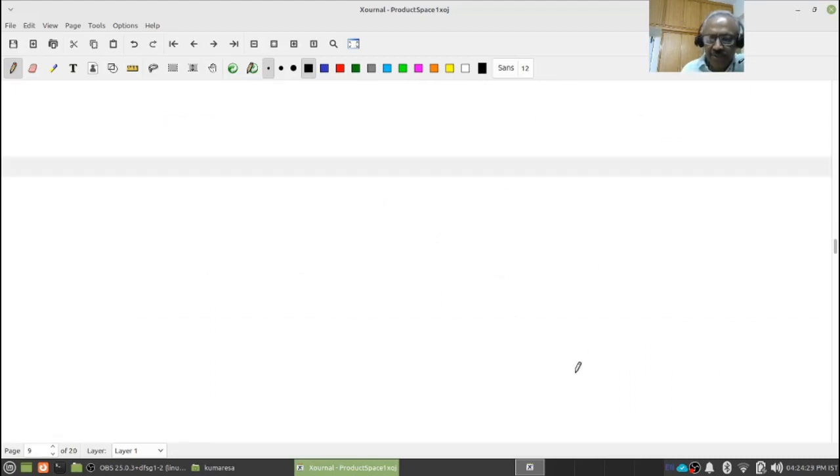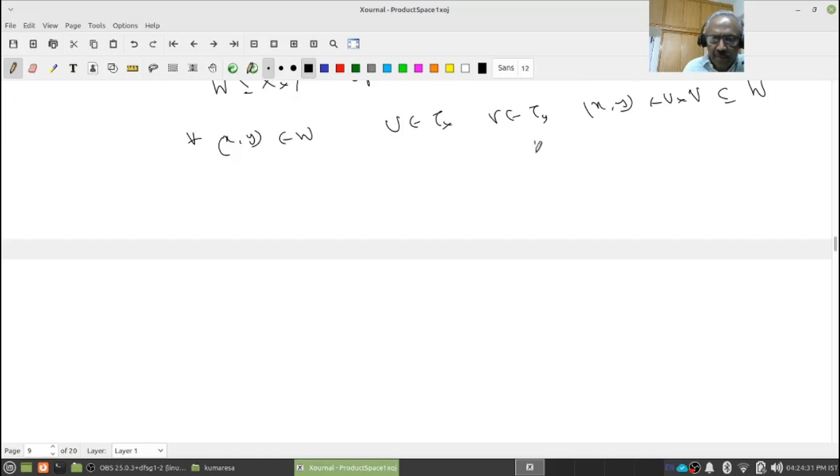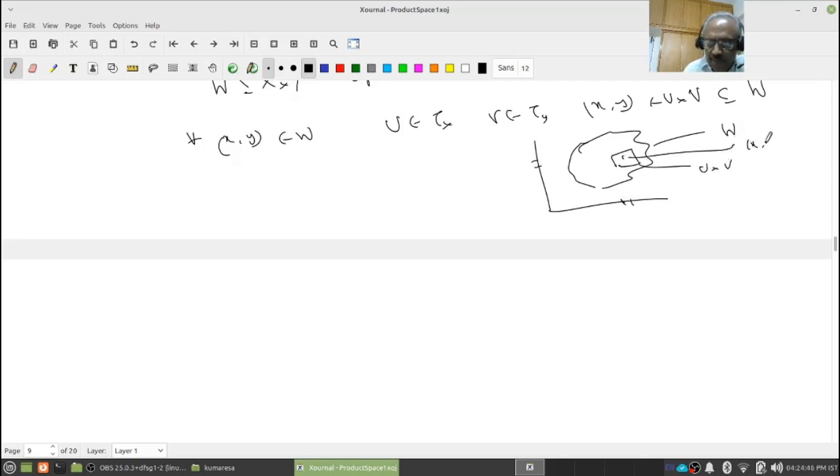Again, look at the picture. It will be good to have a picture. So I have X cross Y, and when do I say this is open? This is my W. Give me any point, then I can find an open set here and an open set here. So this is U cross V, and this is your point (x, y). Right?